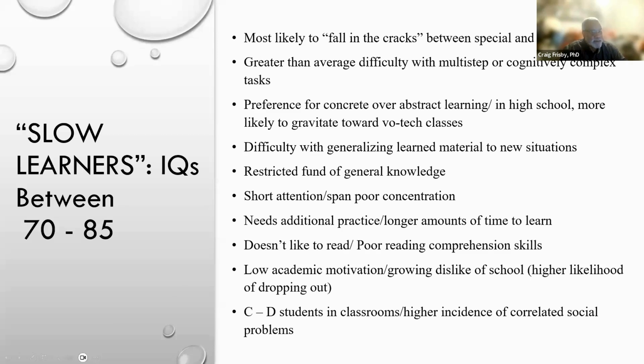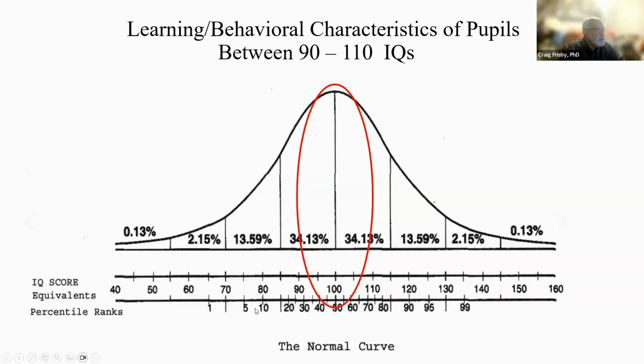Okay, moving up again, now we're at the range where we're talking about the majority of kids. The majority of kids fall in the middle of the distribution, and these are the kids between 90 and 110 in terms of their IQ ranges.